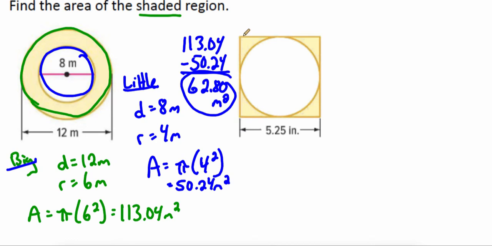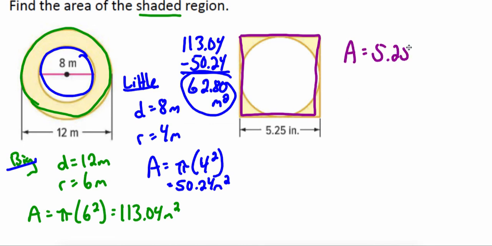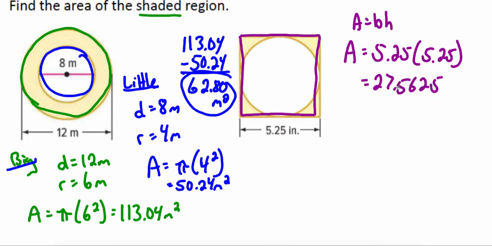Next one. Again, start with the big shape, the whole thing. Pretend there wasn't a hole in it. What's it going to be? Well, it's a square that's 5.25 on each side. So I would do 5.25 times 5.25. Remember, area of a rectangle or square is base times height. 5.25 times 5.25 is 27.5625. I'm just going to leave all my decimal places there for now.